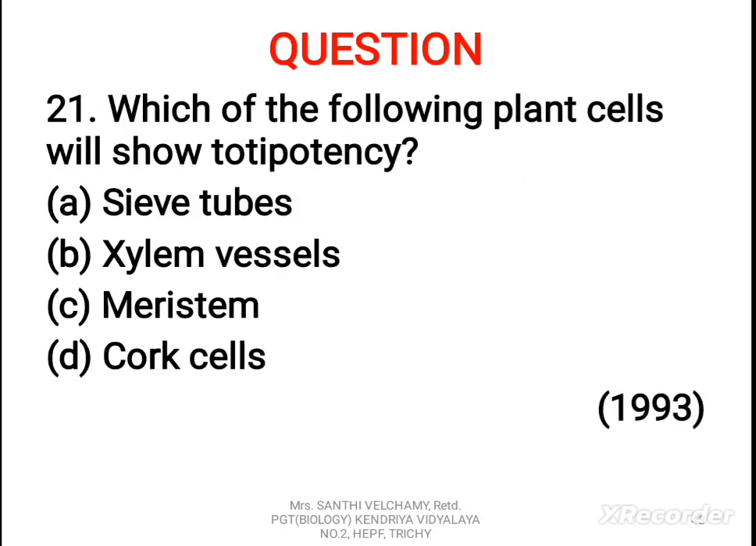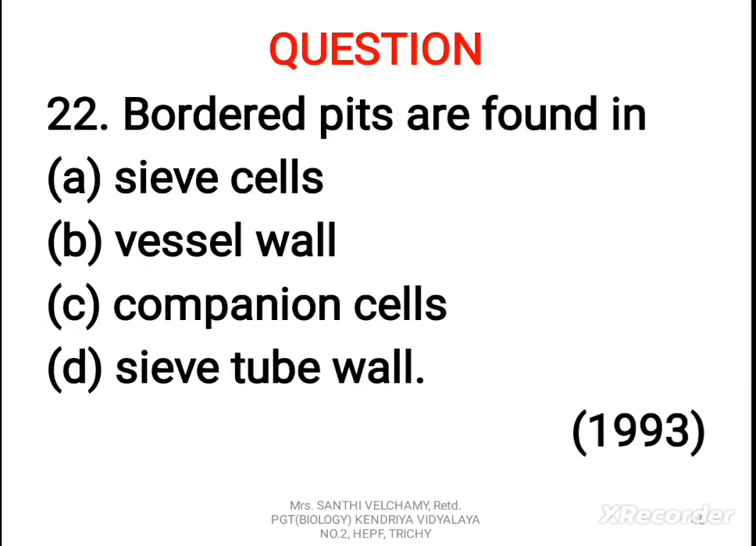So which of the following plants will show totipotency? A. Sieve tubes, B. Xylem vessels, C. Meristem, D. Cork cells. The correct answer is C. Meristem. So the meristems show totipotency, whereas xylem vessels and cork cells are dead cells, while sieve tube cells do not possess nuclei. Now next question.